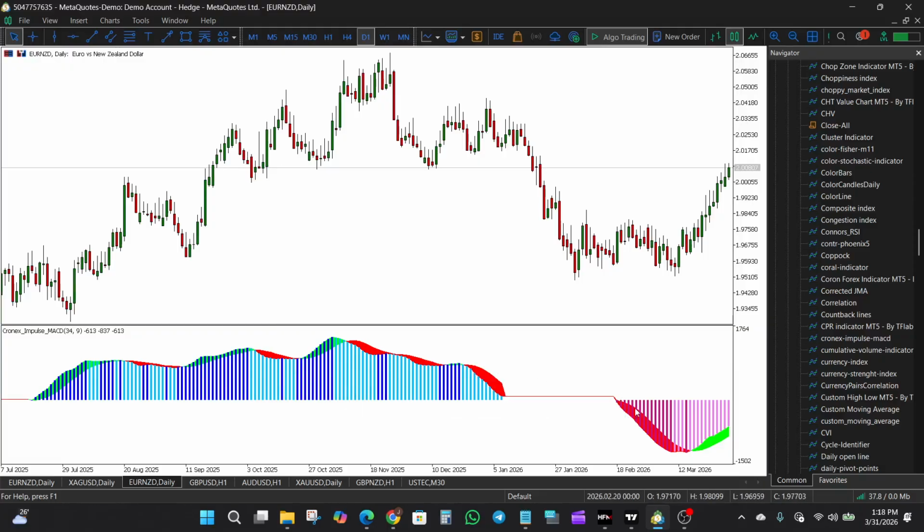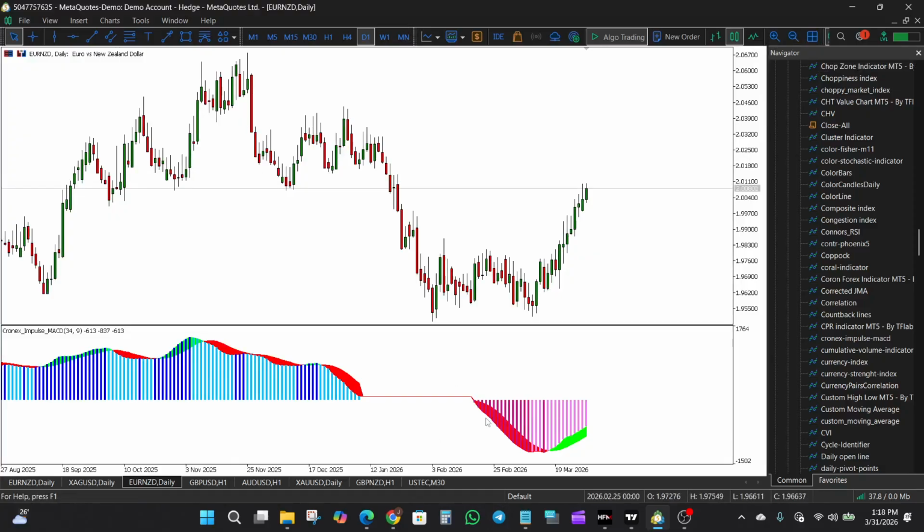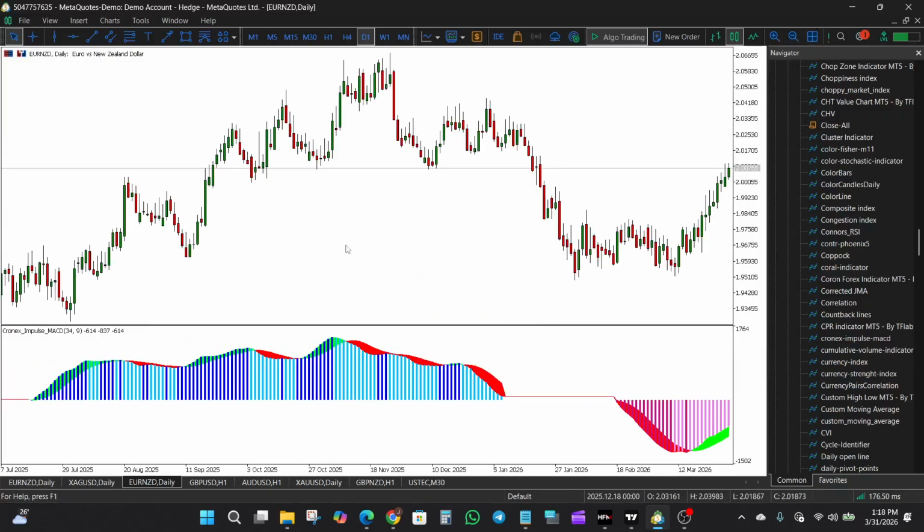Then when you finally have the histogram bars drop below the zero level, it has become a sell move, sell momentum. So when the red shaded area is showing, it is the impulsive move for the sell trade. When the shade turns green, it is a pullback for the sell move. So basically, that is how the indicator works.